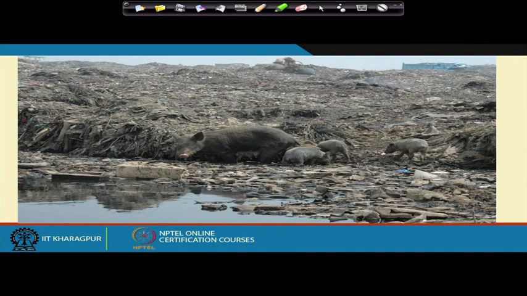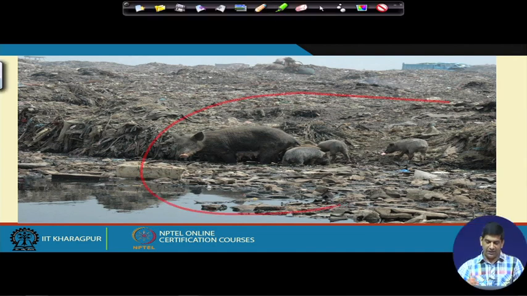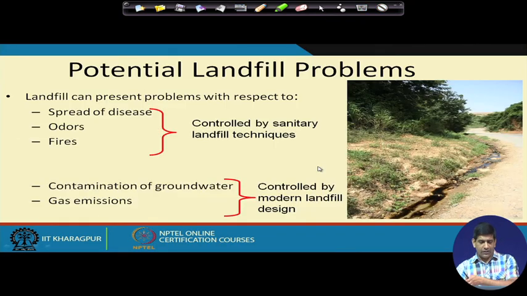See another scenario where the waste is not being managed properly. This is a dump site. As you can see in this particular picture, a lot of animals are in there, and there is all this leachate, very nasty material, and these animals are consuming this stuff, and they will also get sick, and they will carry germs into our residential areas as well. So what are the potential landfill problems?